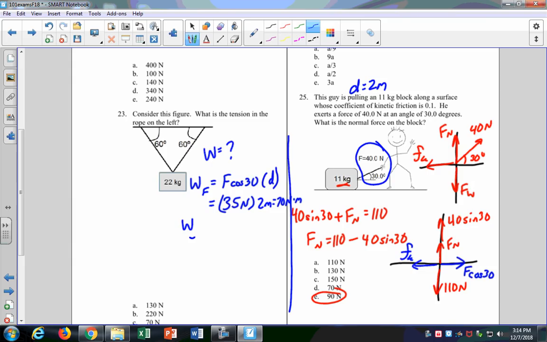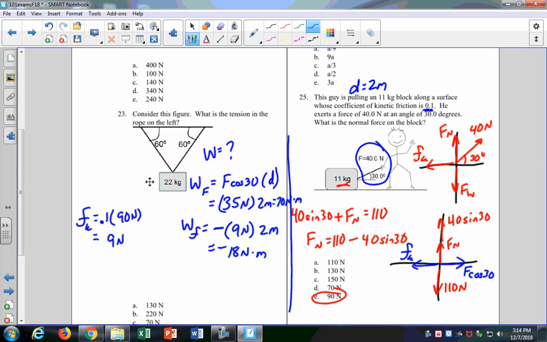And then there's also the work done by the frictional force. And the frictional force, I have to figure out what the frictional force is. Fk, I know that mu is 0.1 times the normal force, which I found to be 90. And so Fk is 9 newtons. And so the work done by friction is going to be negative because the friction is opposite the direction of the displacement times Fk, which is 9 newtons, times 2 meters, or negative 18 newton meters.